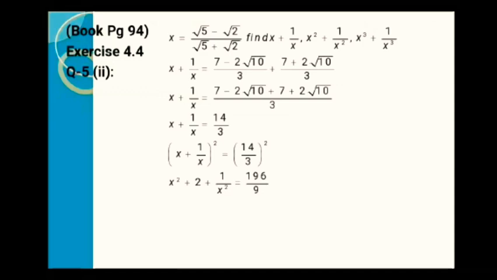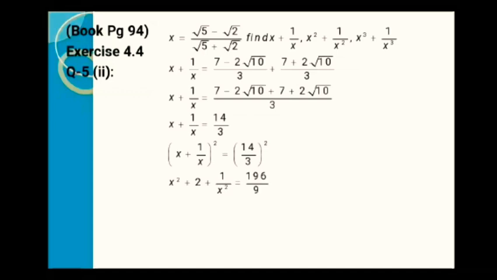Now we will perform the addition. As x was given to you as under root 5 minus under root 2 divided by under root 5 plus under root 2, we have converted the value of x after rationalization: 7 minus 2 under root 10 divided by 3, and the value of 1 over x will be substituted: 7 plus 2 under root 10 over 3.